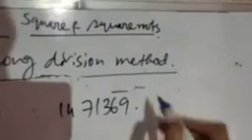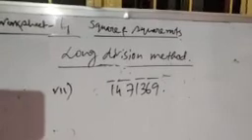Now the number is question number 7. The number is 1471369. So choose two digits starting from your right side. The two digits starting from your right side are 69, then two digits 13, then two digits 47, and then 1 is left. So we have to take 1 as a single number. Clear?